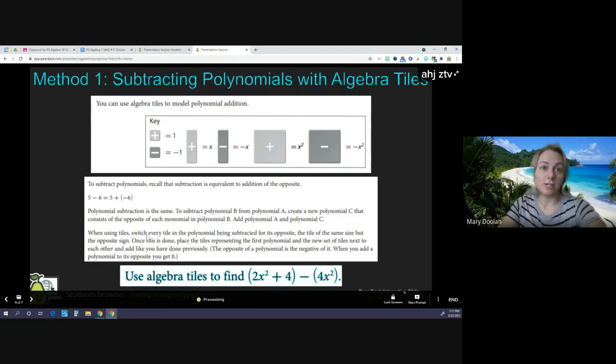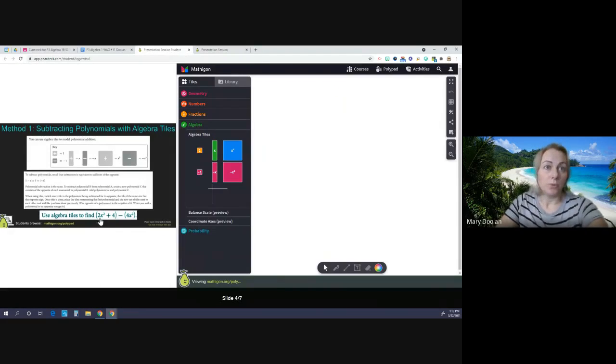When using tiles, we switch every tile in the polynomial being subtracted for its opposite. The tile is the same size, but the opposite sign. Once this is done, place the tiles representing the first polynomial and the new set of tiles next to each other and add like you have done previously, like we did last week. The opposite of a polynomial is just the negative of it. When you add a polynomial to its opposite, you get 0. Zero pairs, remember that?